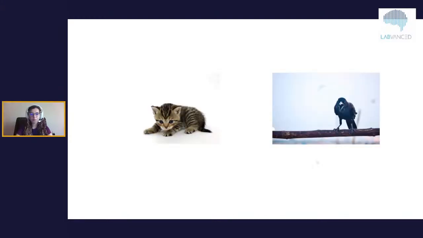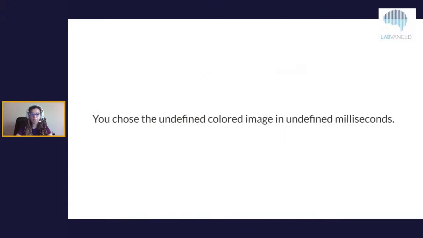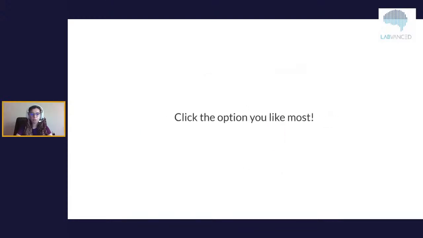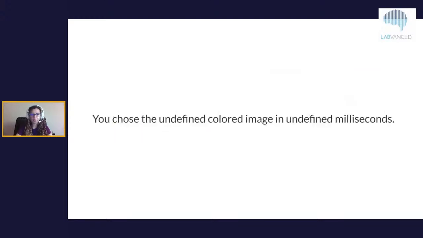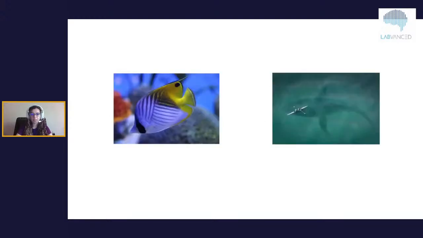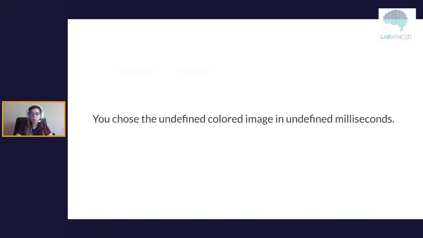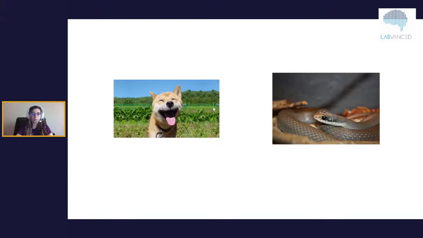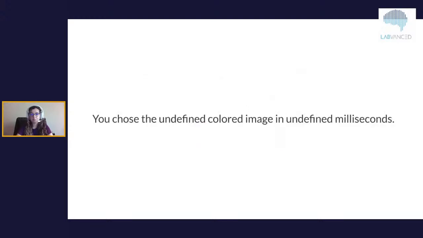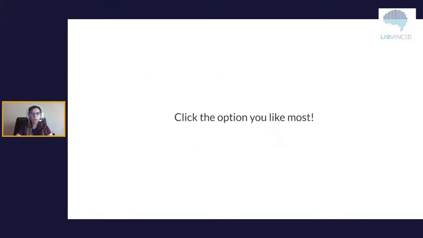Okay, perfect. Now we've gotten into our task here, and we're just going to click on the image that we like. You chose, ooh, that was too fast, wasn't it? So there's an error: undefined colored image in undefined milliseconds. It looks like we have two variables that are not actually being recorded, or maybe they are being recorded, but they're not recording the correct thing. So let's stop sharing that and go back to our platform and see what's going on here.